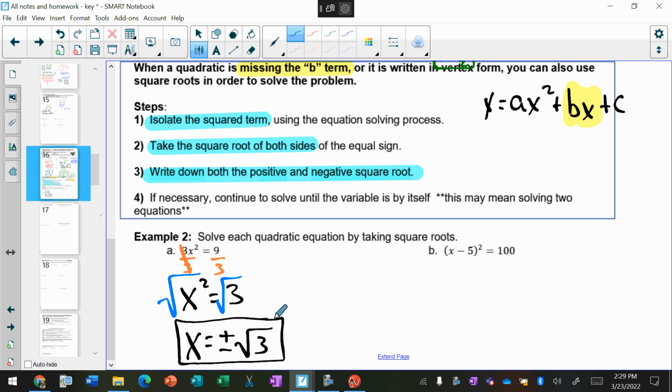This would be something that would not factor and would not show nice, neat whole number roots on a graph. So there's no way we would be able to get to these roots by the methods we already know previous to today.